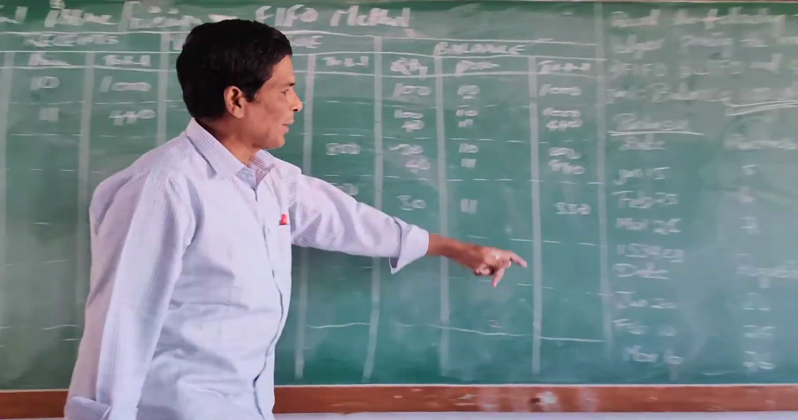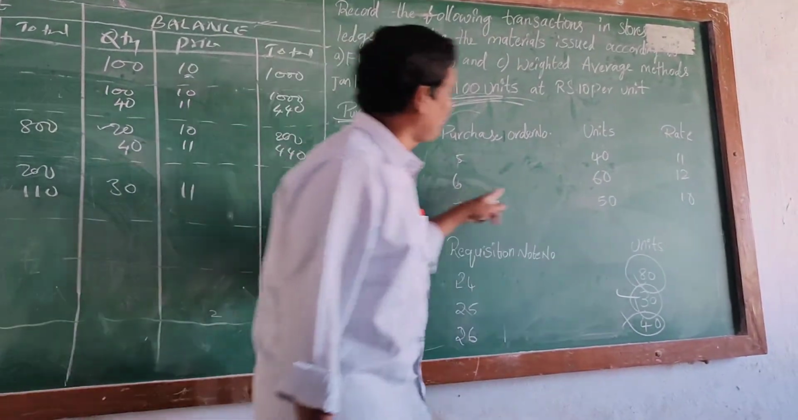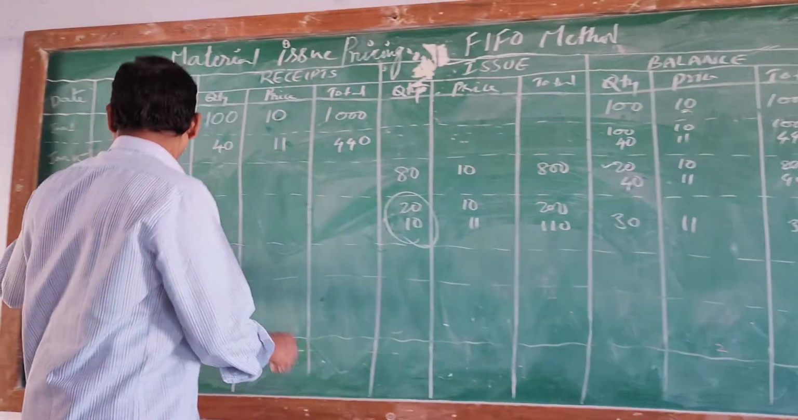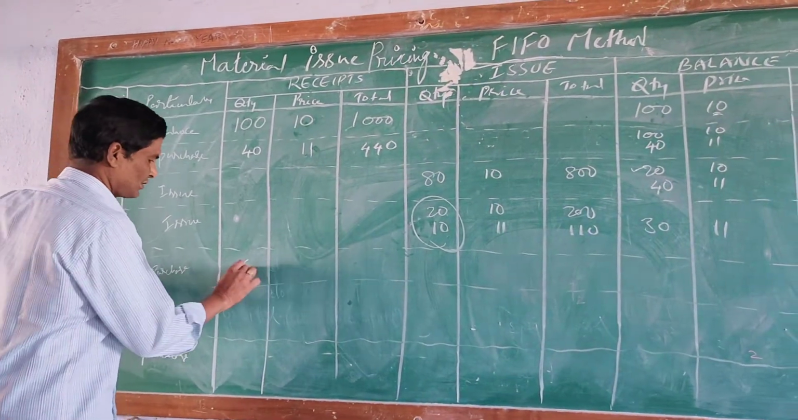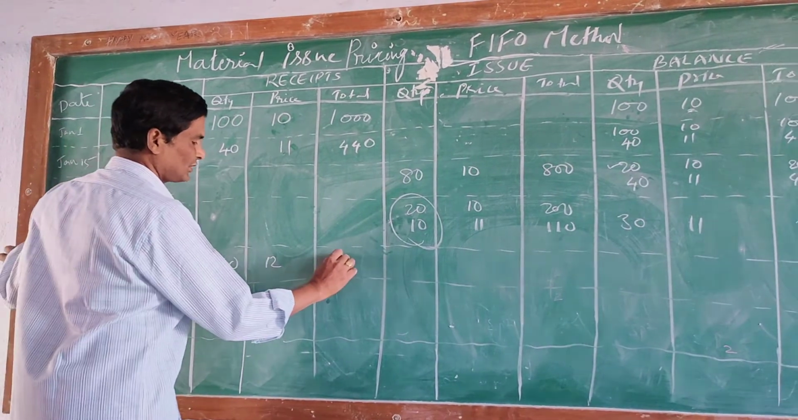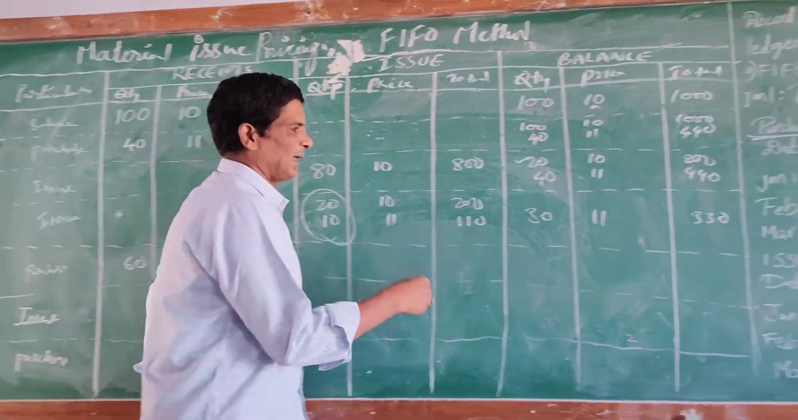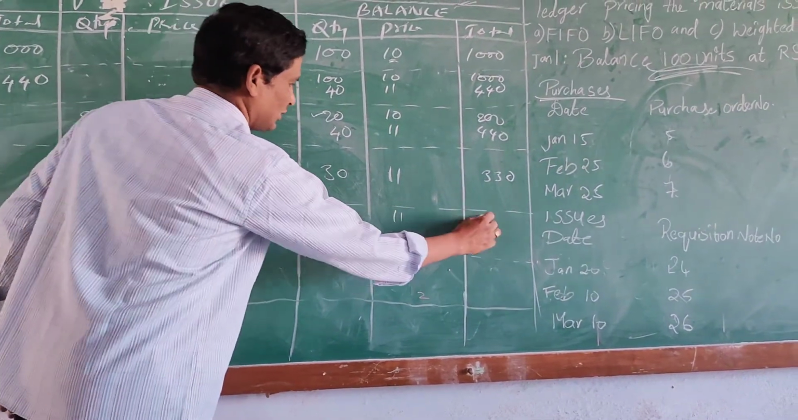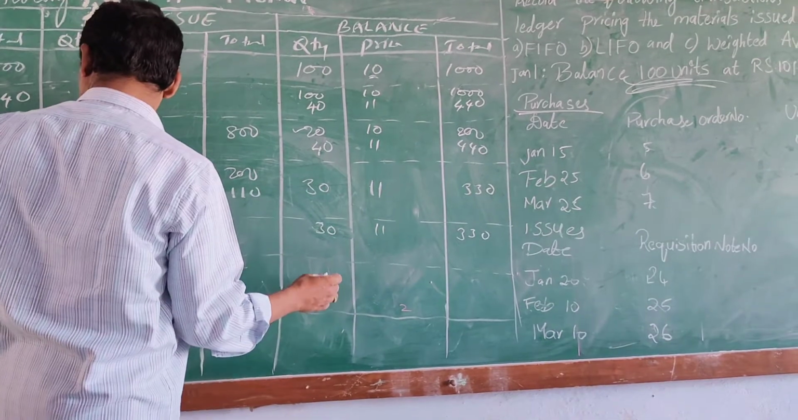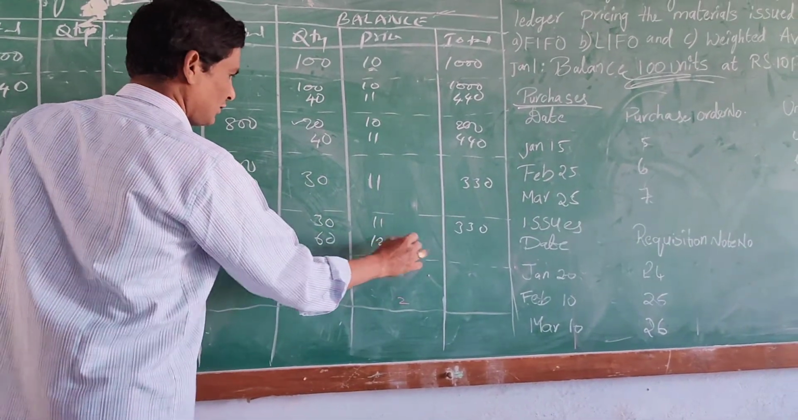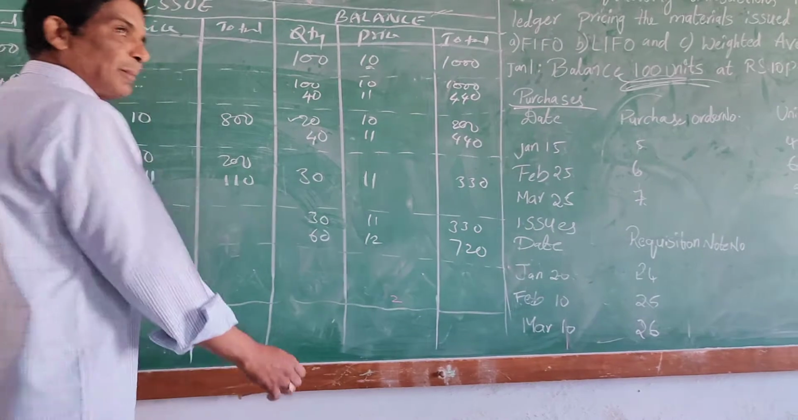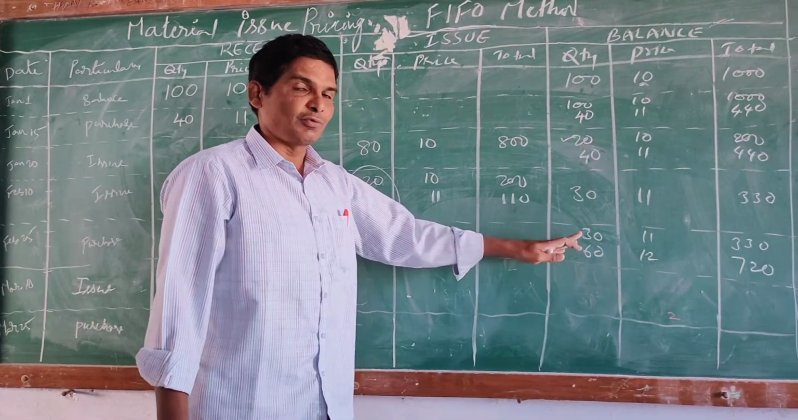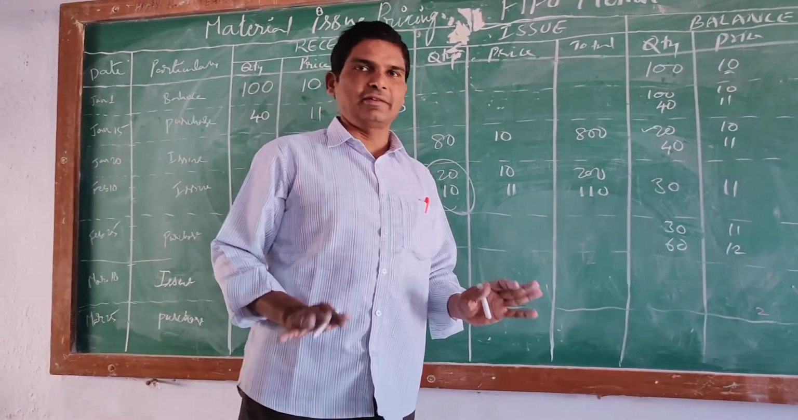Next, what comes next? Feb 25. Feb 25 is another purchase of 60 units at 12. 60 into 12, 720. The balance is 60 units. 30 into 11, 330, then 60 into 12, 720. So the balance after Feb 25 is 30 units in one lot and 60 units in one lot. We are having 90 units.